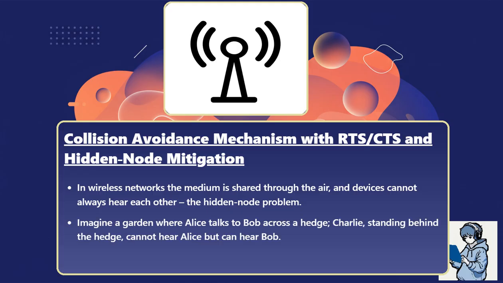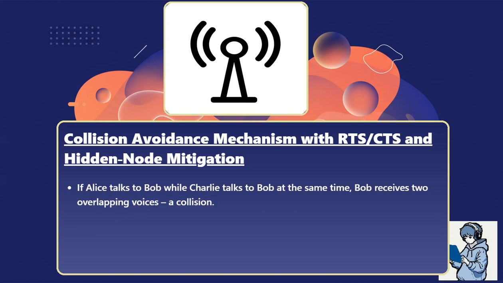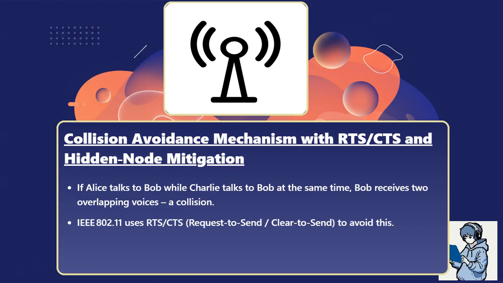Imagine a garden where Alice talks to Bob across a hedge. Charlie, standing behind the hedge, cannot hear Alice but can hear Bob. If Alice talks to Bob while Charlie talks to Bob at the same time, Bob receives two overlapping voices, a collision. IEEE 802.11 uses RTS/CTS, request to send/clear to send, to avoid this.